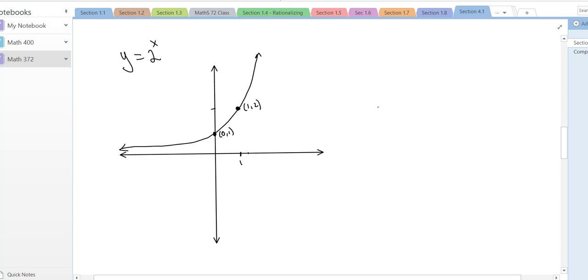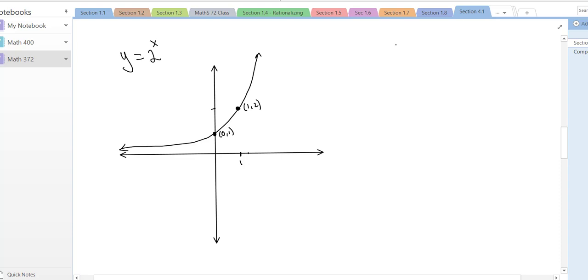Hey there, we're going to continue graphing exponential functions. In the previous video, we graphed y equals 2 to the x, which is this exponential. When x is 0, we get 1, so the y-intercept is 1. And when x is 1, we get 2, because 2 to the 1 is 2.